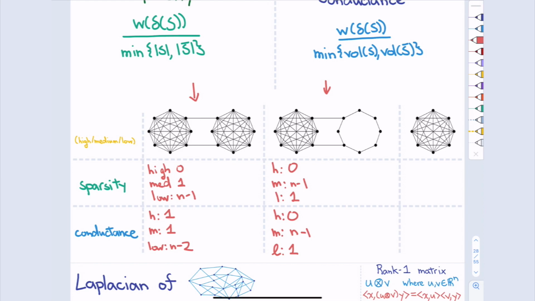Last one is just a click now. Complete graph. Who votes for high sparsity? Here, it's like 2n over 3. Who votes for medium sparsity? And who votes for low sparsity? Okay, that's our most inconsistent one yet. All right, lastly, conductance. Who feels like it has relatively high conductance?